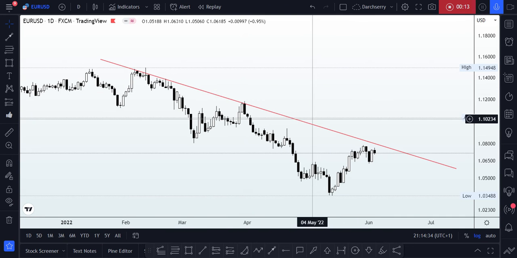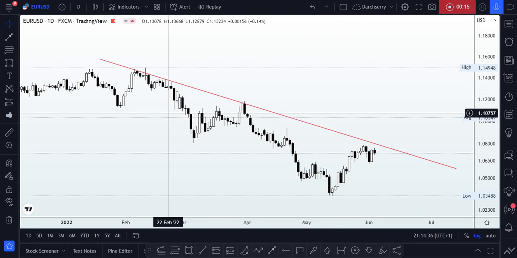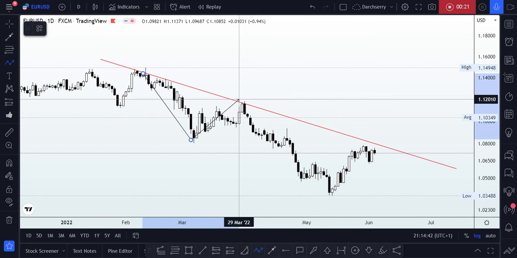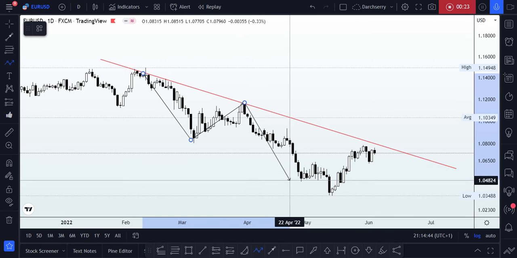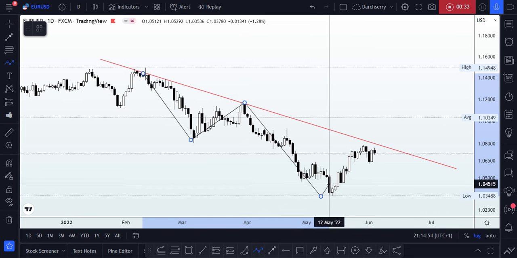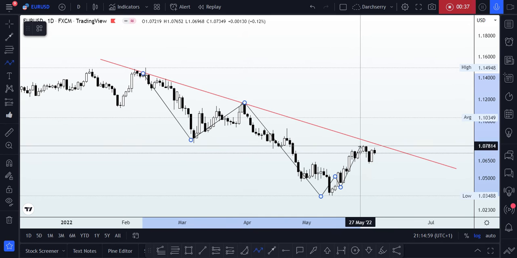Well, if we look closely into what has been happening since the beginning of February, we can see our price has been finding lower lows and lower highs. And as you can see with the visual representation of the arrow line I'm drawing here, the lower low ended at 1.03430 area, after which we saw the beginning of a retracement phase at the beginning of May 2022.